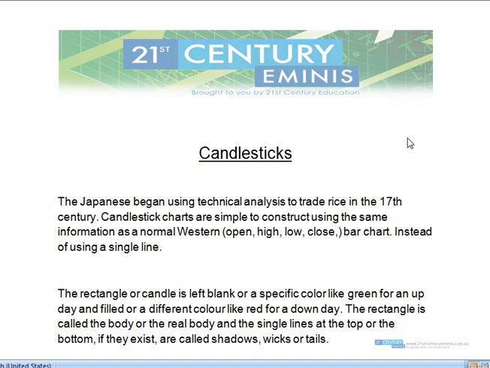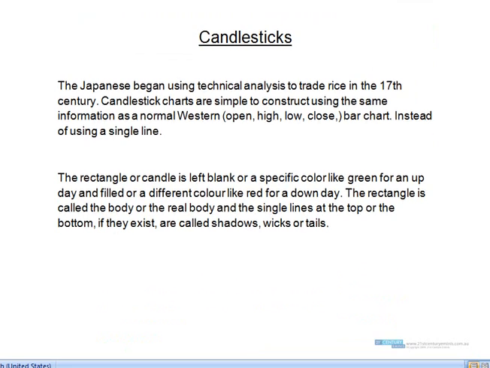The Japanese began using technical analysis to trade rice in the 17th century. Candlestick charts are simple to construct using the same information as a normal Western open, high, low, close bar chart, instead of using a simple line. So we use candlestick charts, guys, to do our analysis on the market and to see when the buyers or sellers possibly are coming in to get a signal either to buy or to sell.